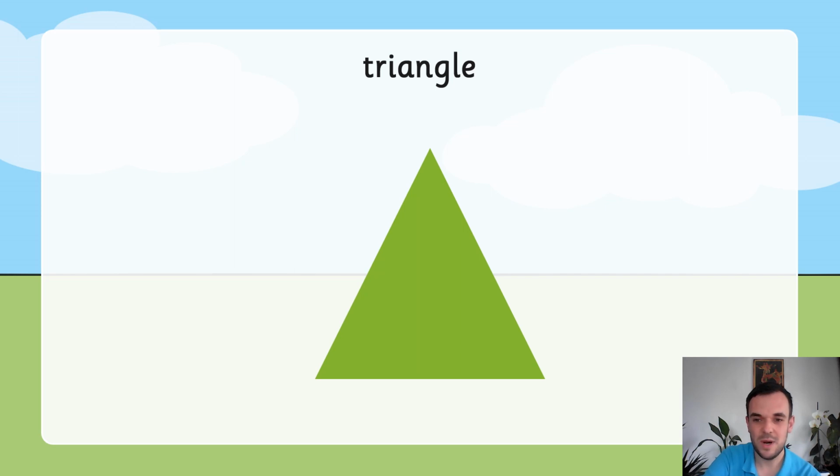Here we have our triangle. Now I can definitely see some corners on the triangle. There are definitely some pointy bits. There's a pointy bit here, a corner here, a corner here, and a corner here. How many corners have we got? Well, we've got 3 corners on a triangle. We have 3 corners on a triangle.